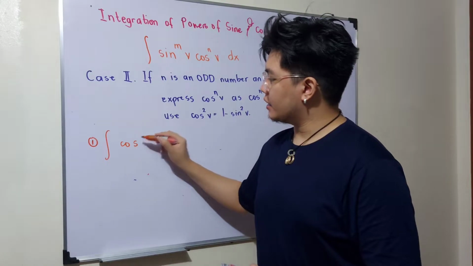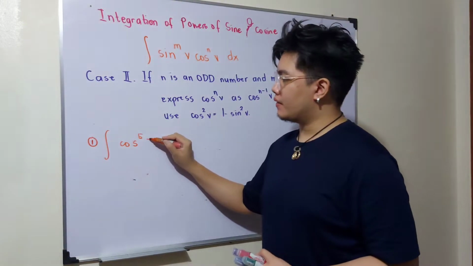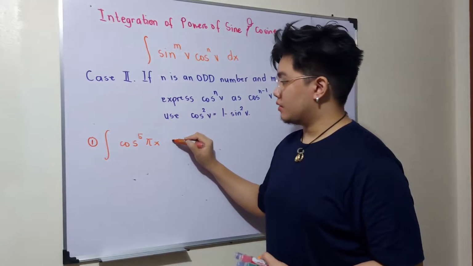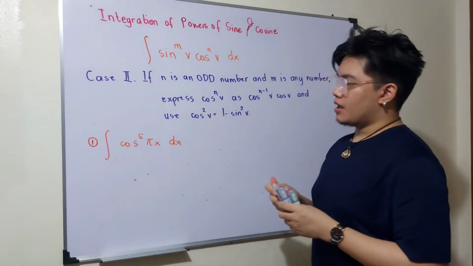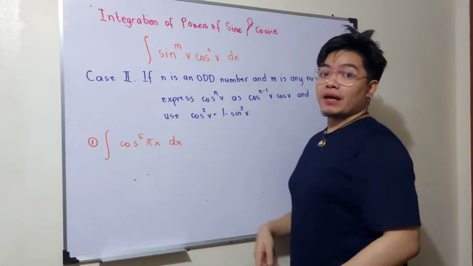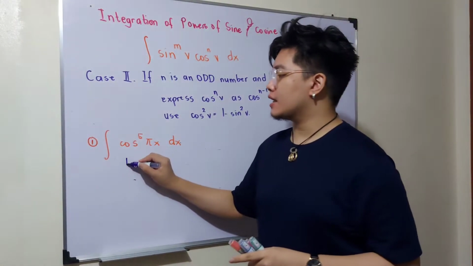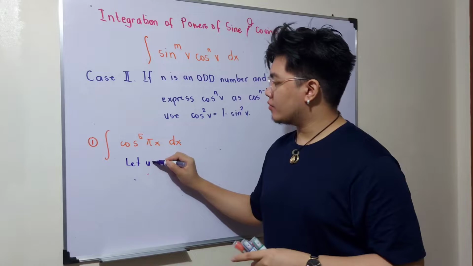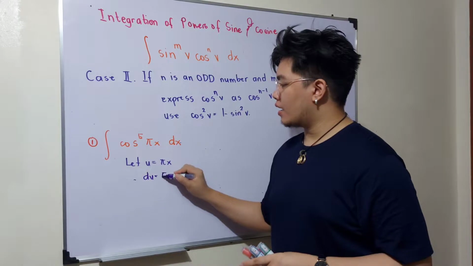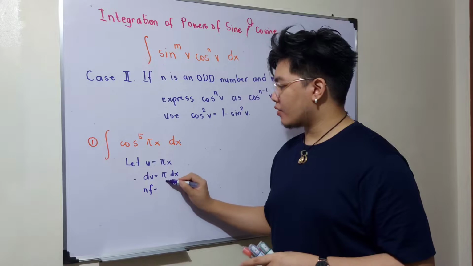A cosine. Let's have dx. Okay, dito makikita natin na yung angle ay pi x. So, para mas simple, kagaya nung ginawa natin sa first case, mag-let tayo. So, du is equal to pi dx. So, neutralizing factor, 1 over pi.